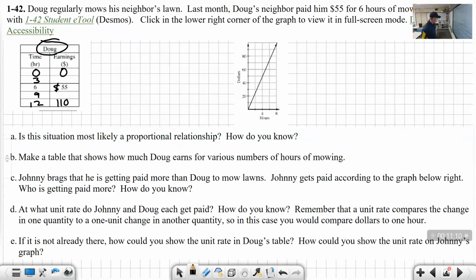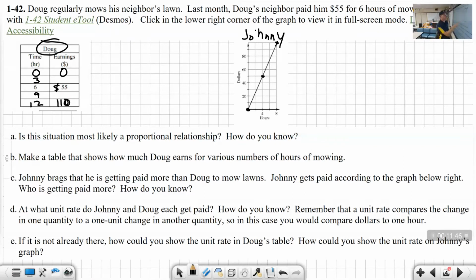C, Johnny brags that he's getting paid more money than Doug to mow lawns. Johnny gets paid according to the graph. Here's Johnny. Okay? Well, I need to be able to read this graph. Who is getting paid more? Well, the key is finding these dots. These are called lattice points. I would like you to notice that there's a lattice point here and a lattice point here.